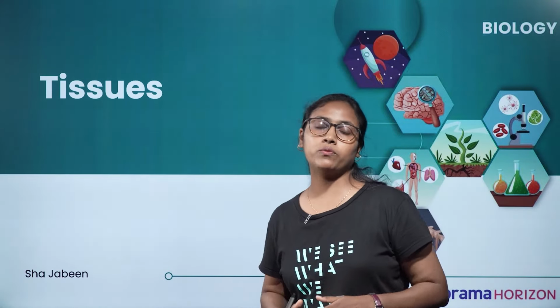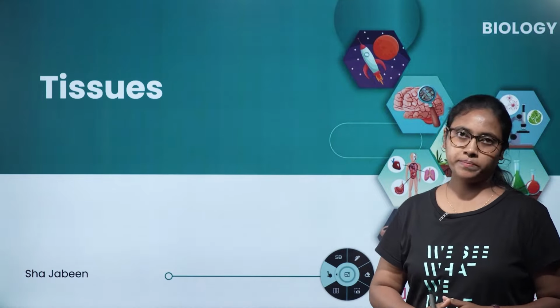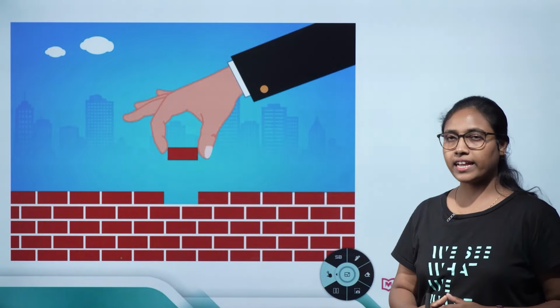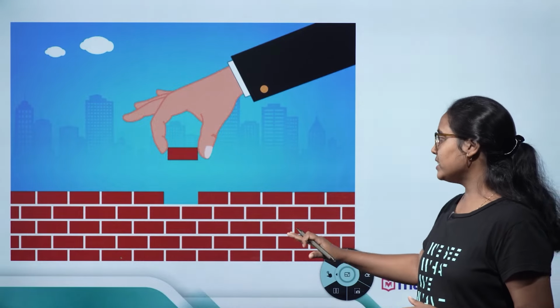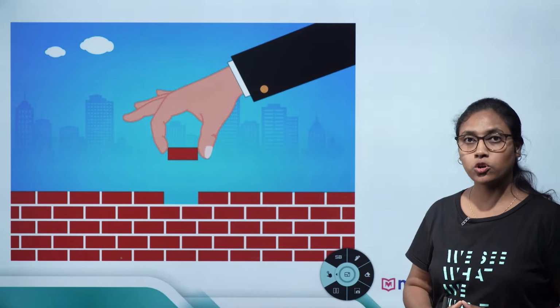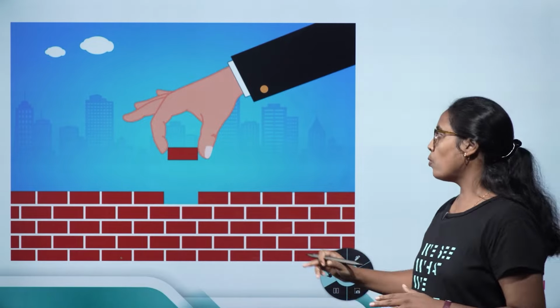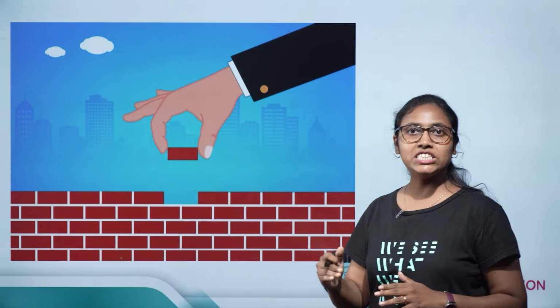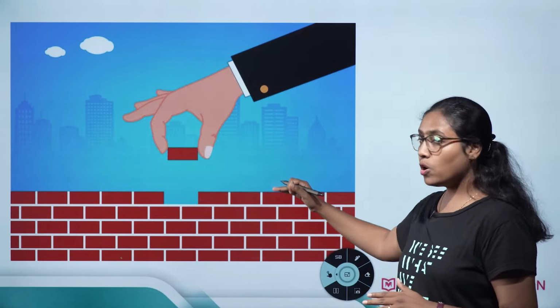Today we are going to cover the chapter tissues. So now let's begin. What can you infer from this image? Here we can see that a man is placing a brick and it leads to the construction of a wall. So one brick each leads to the construction of a wall.